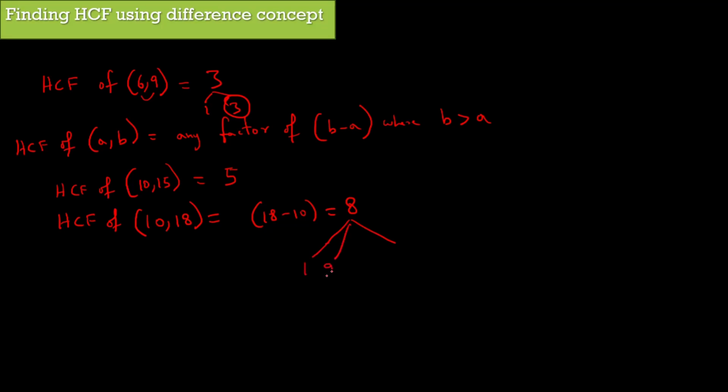1 is a factor, 2 is a factor, 4 is a factor, and 8 is a factor of 8. So in these factors, which will divide 10 and 18 exactly? 8 will not divide, 4 will not divide, 2 will divide 10 and 18, and also 1 will divide. But what is the highest among these two? 2. So the HCF of 10 and 18 is 2. Next, last example.